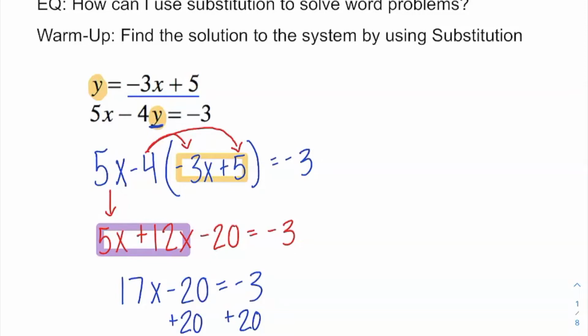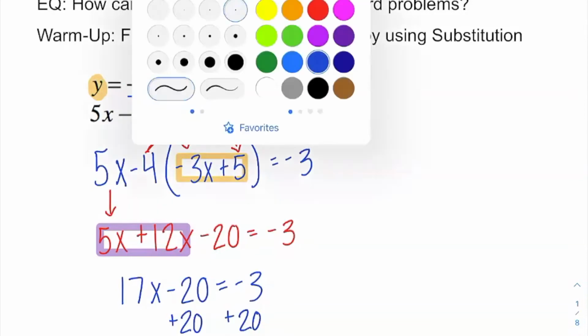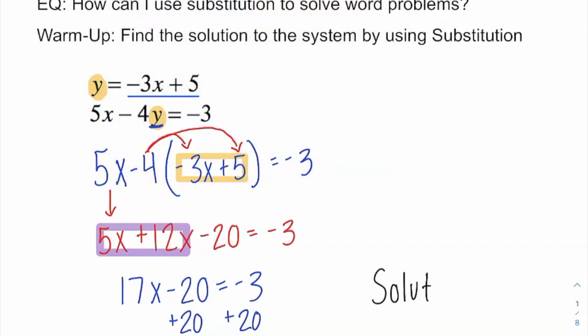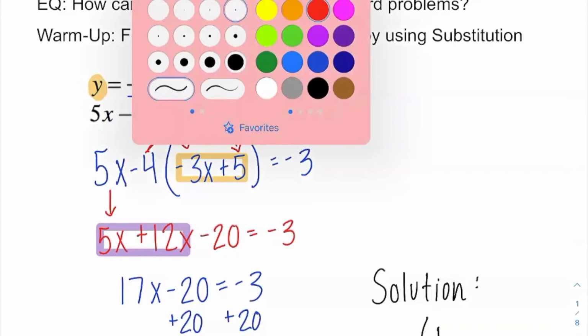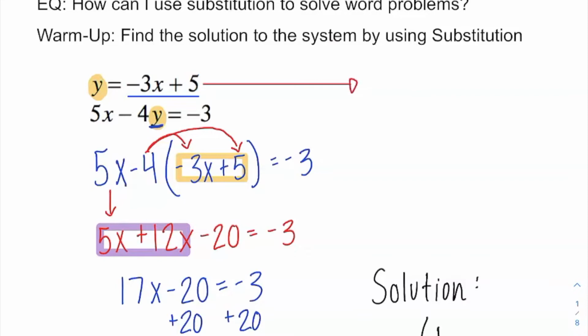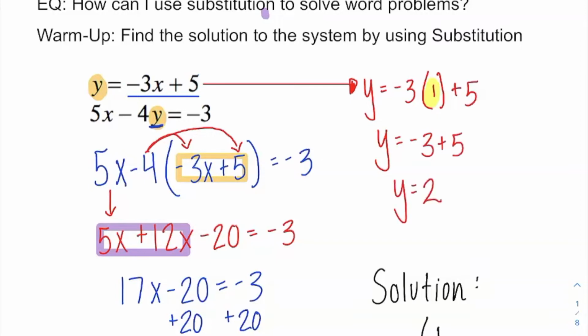So I have my x coordinate for my solution, but as we know, a solution to a system of equations is an x comma y point. So now I have 1. In order to get my y, I'm going to go back up to my original where it says what y is equal to, and I plug in my x. So y is equal to negative 3 times 1 plus 5. Negative 3 times 1 is a negative 3, so negative 3 plus 5, y is equal to a positive 2. So this y then is my y coordinate of my solution.